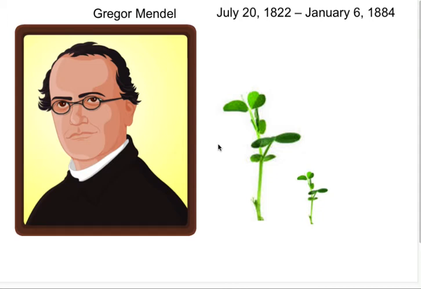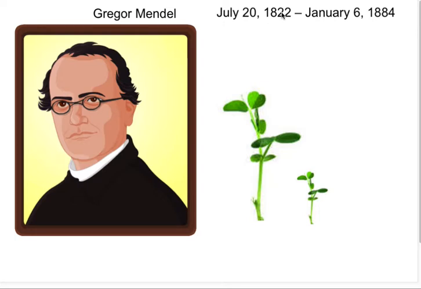about heredity, how certain traits or characteristics, physical characteristics, are passed down from parents to children. And we start with this guy named Gregor Mendel. He was a really cool guy. He lived a long time ago, and he was a monk.